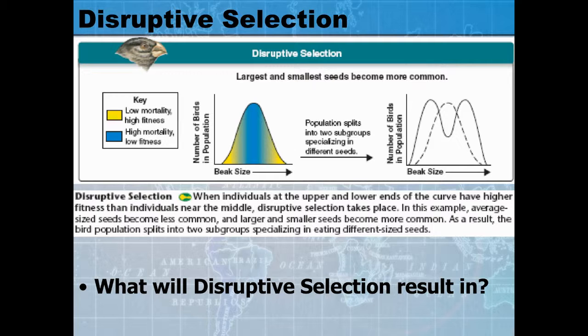Just give everybody a second to catch up here. Say that again? What do you mean by that? Because for disruptive selection, the extremes become more fit, right? Right, so you're saying more fit. But for directional selection, it's moving in one direction, so one extreme is favored. In disruptive selection, two extremes are favored.